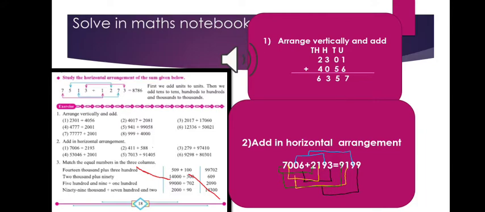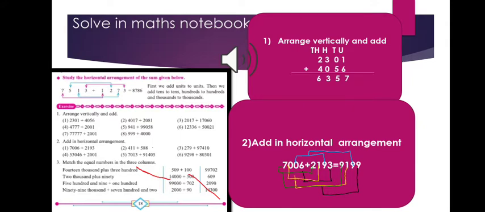Then you will add the numbers at 100 place. 3 plus 0 is 3, and 2 plus 4 is 6. Okay, children, this is vertical, means standing addition. Now horizontal. So horizontal means sleeping.